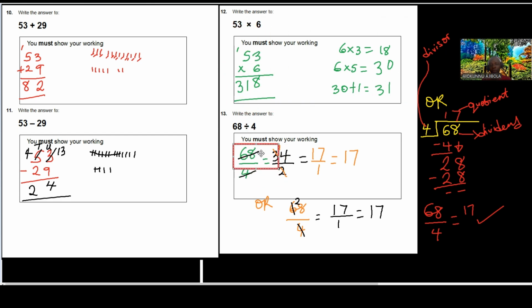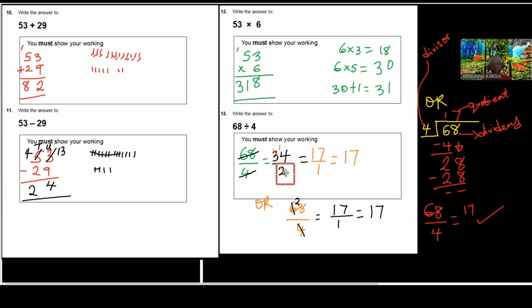The last one. The number we have is 68 divided by 4. In order to make it simpler, I looked for a number that can divide 68 and 4, and that number is 2. So how many times can 2 go in 4? That's 2 times, okay? And how many times can 2 go in 6? That's 3. Then in 8, that's 4. Is that clear?